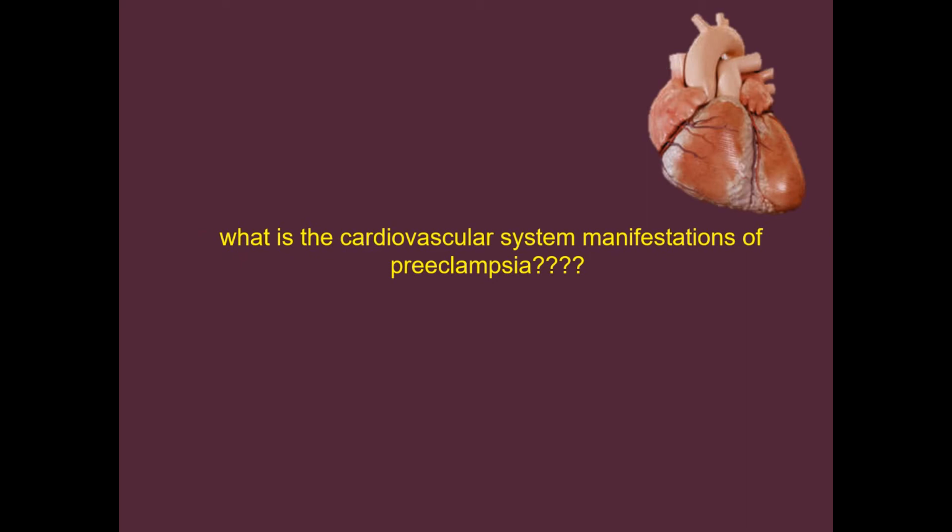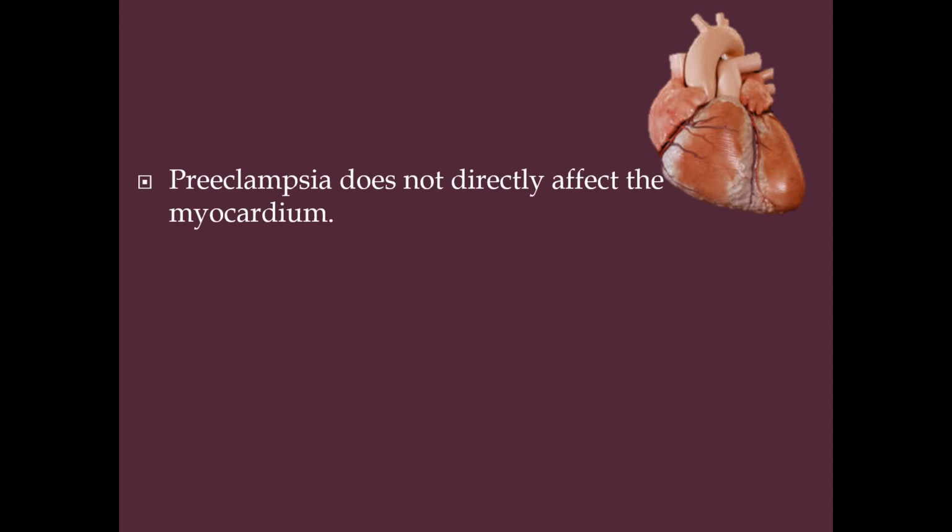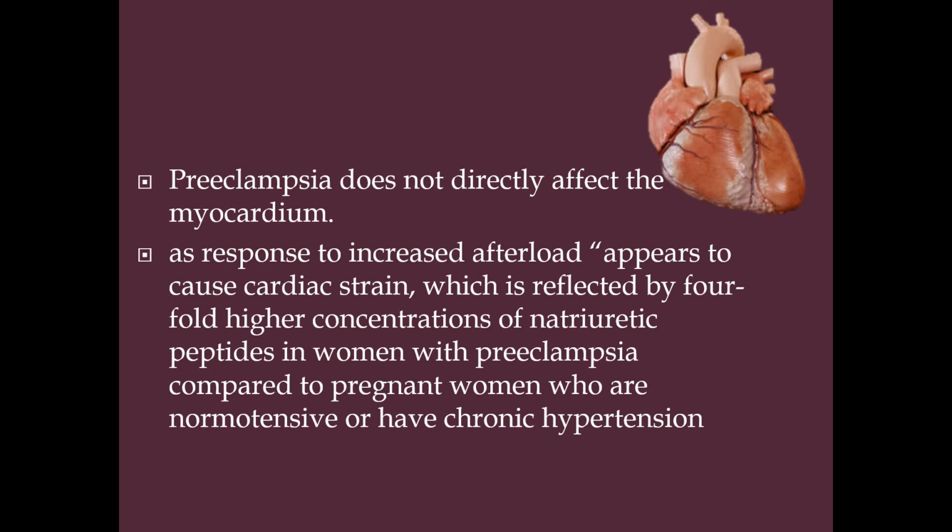What is the cardiovascular system manifestation of preeclampsia? What is the effect of preeclampsia on the heart? Pause for a second before you proceed. Try to answer this question by yourself. Preeclampsia doesn't directly affect the myocardium, but as a response to increased afterload, it appears to cause cardiac strain, which is reflected by a four-fold increase in the concentration of natriuretic peptide in women with preeclampsia compared to pregnant women who are normotensive or who have chronic hypertension.